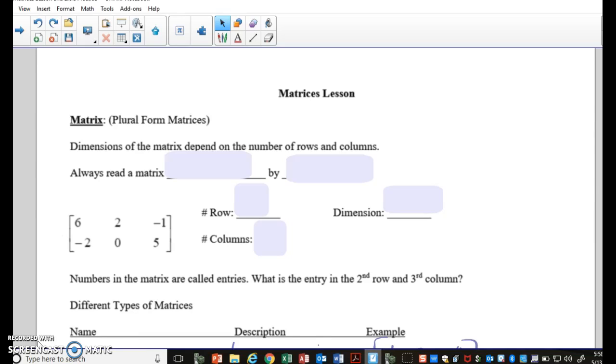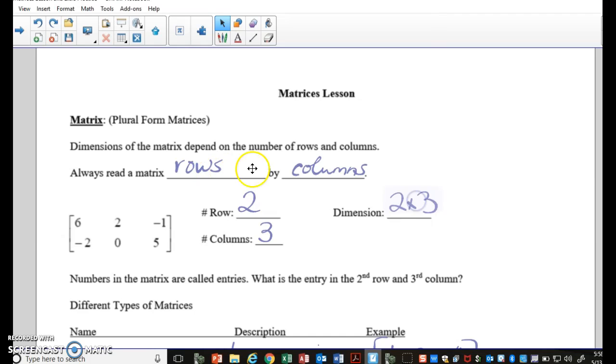So first off, we have to define what a matrix actually is. Matrix is the singular form, plural form matrices. The dimensions of a matrix are told by the number of rows. When you read a matrix, you always want to read it by its rows and columns, okay? So, for example, here we have how many rows? Two across, and we have 1, 2, 3 columns. So our dimensions, we say rows by columns, 2 by 3.